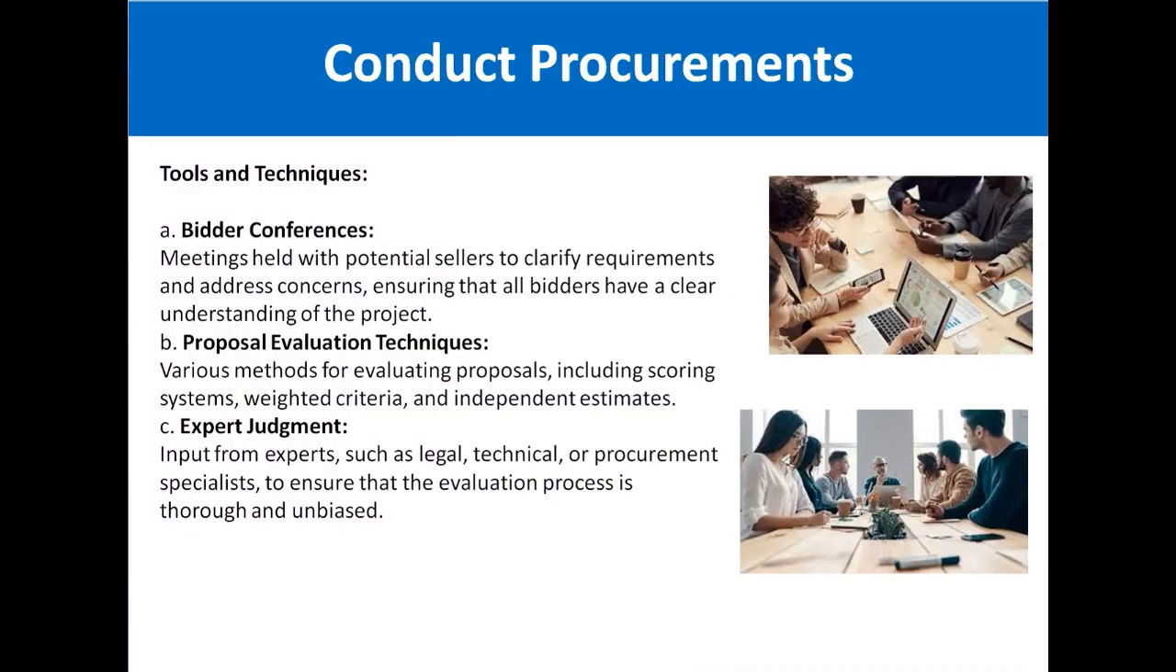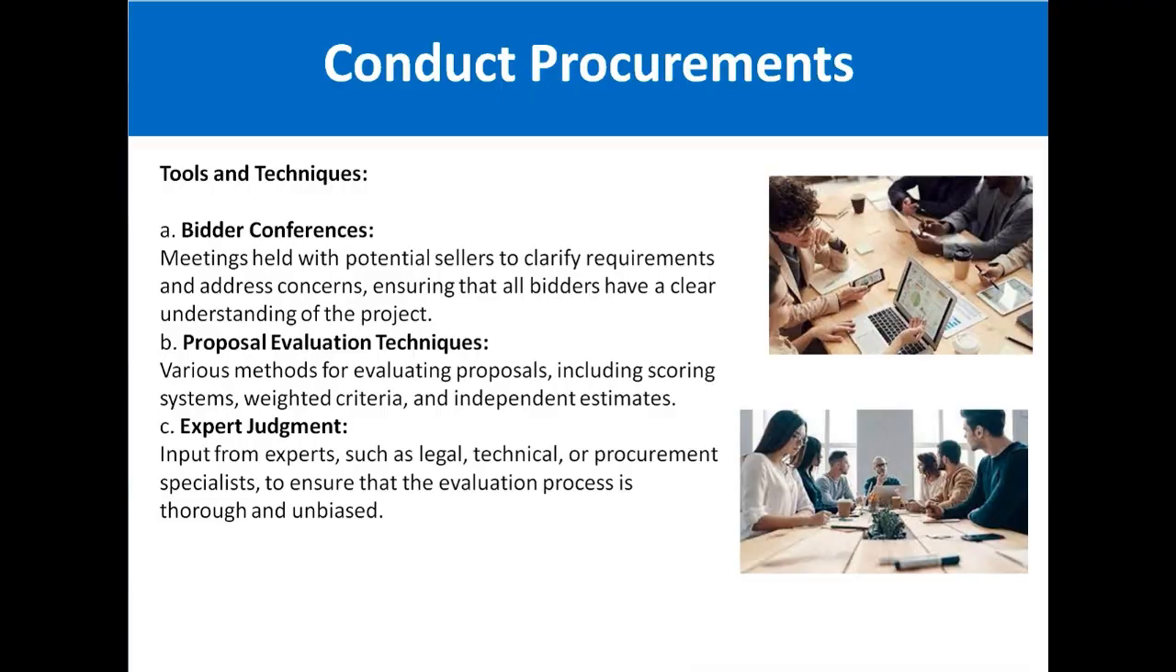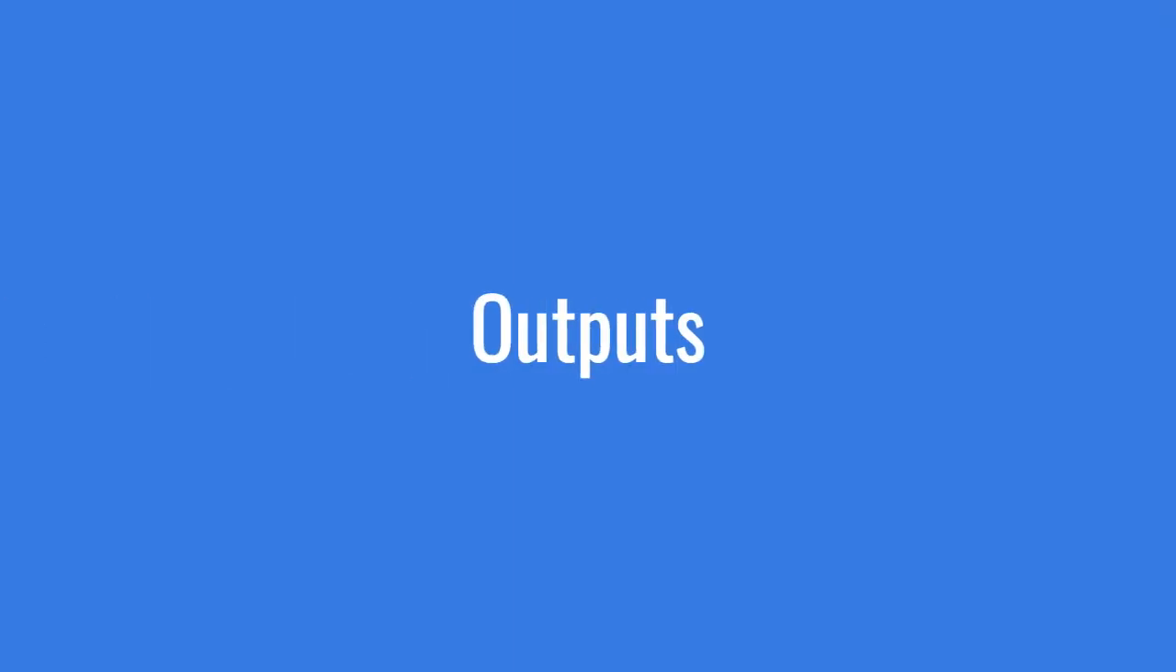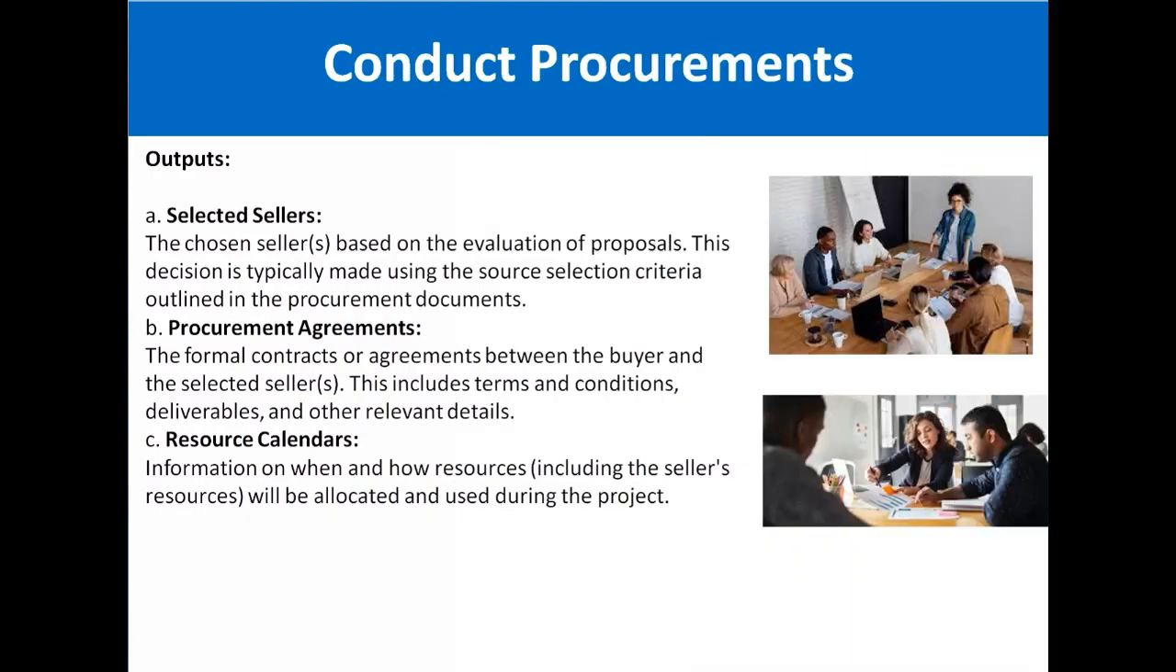Another technique is expert judgment. That means you discuss with a legal expert, technical expert or procurement specialist which is the right proposal that will suit your company and the requirements of your project. The output of this whole process is the selected seller. Seller means the vendor who is providing you the services. Based on all this process, you will select the seller.